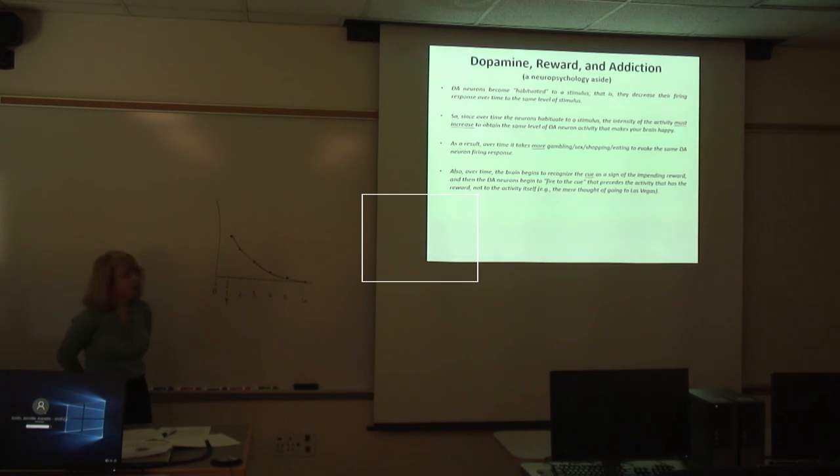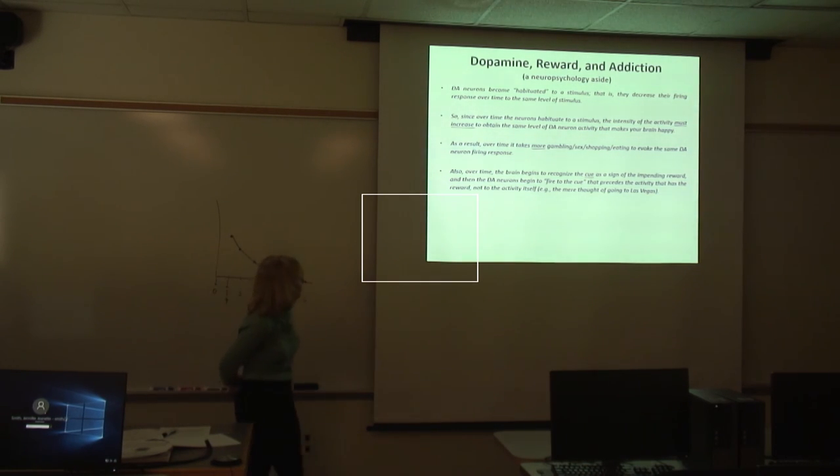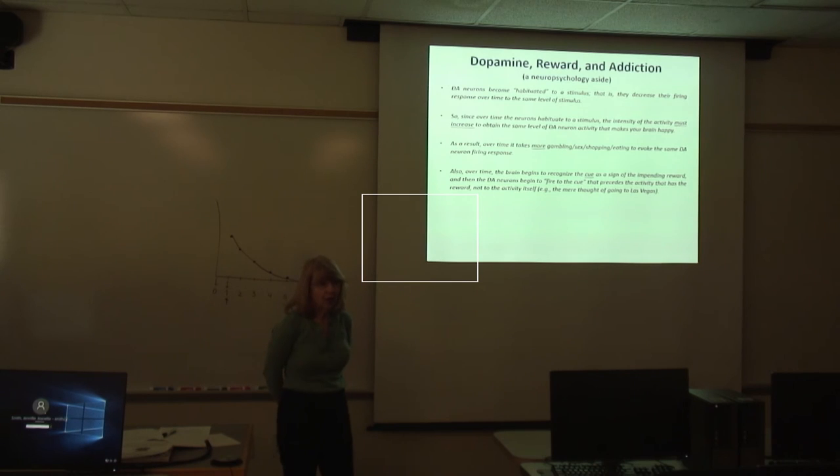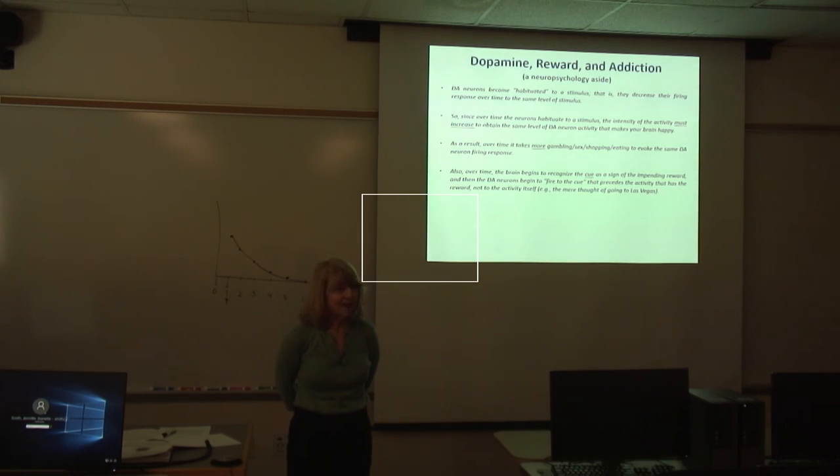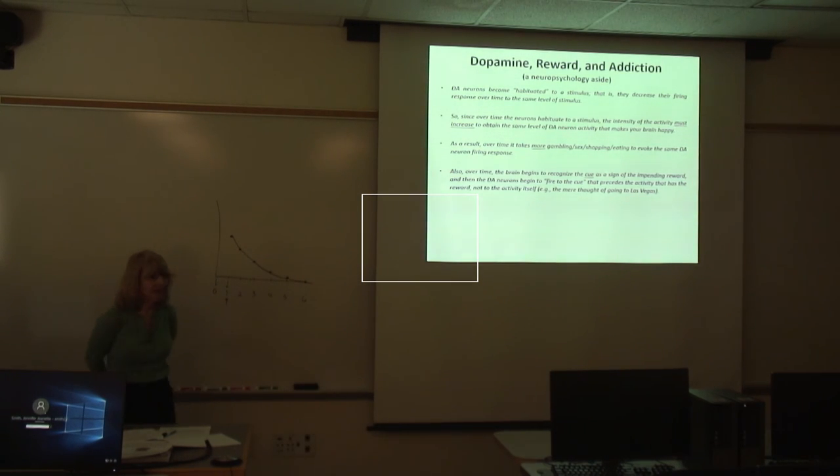Also, over time, the brain starts to recognize the cue as the signal of the impending reward. And then the dopamine neurons begin to fire to the cue. And that precedes the activity that has the reward. And it's the activity that has the reward that no longer stimulates us, but it's the anticipation of the reward that now stimulates us. The very thoughts of shopping, or seeing your significant other, or going home to mom's chocolate chip cookies.